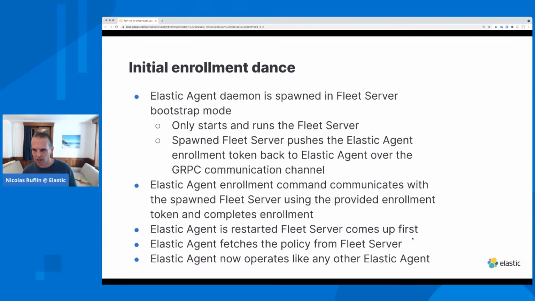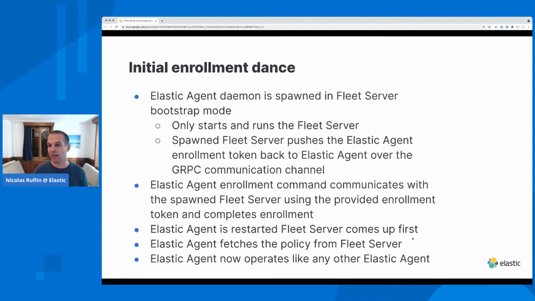So the initial enrollment of Fleet Server is a bit of a dance, because we have a chicken and egg problem. An Elastic agent can only be started with a Fleet Server, but the Fleet Server needs an Elastic agent to run. So there is a special flag that is passed to Elastic agent when it starts up. What it does is start the Elastic agent and directly spin off the Fleet Server in bootstrap mode, and it only starts Fleet Server. Then the Fleet Server actually gets the enrollment token and pushes it back to the Elastic agent over the gRPC communication channel that was open.